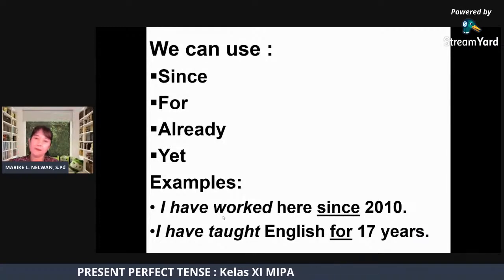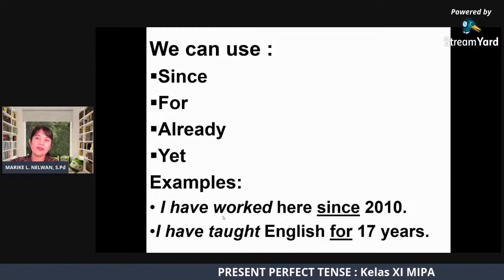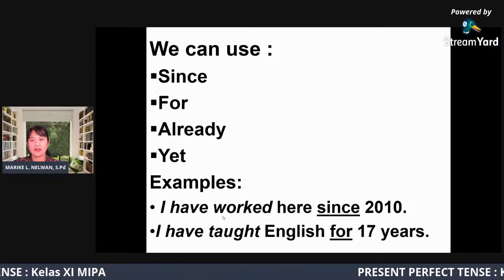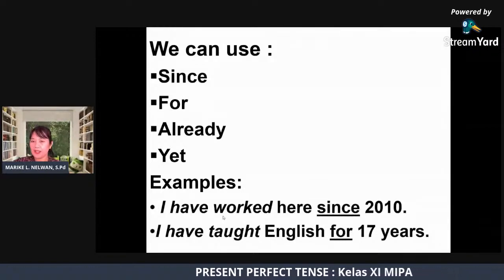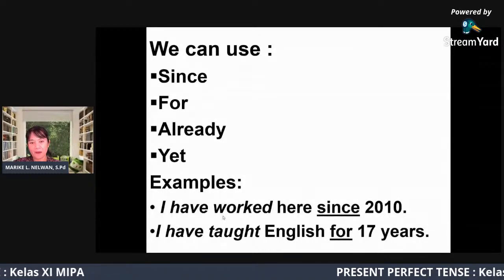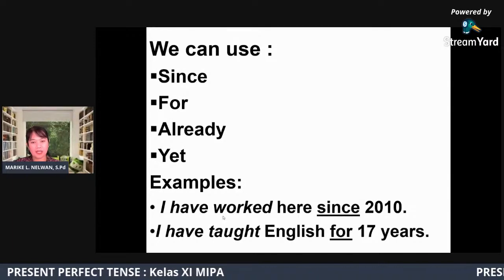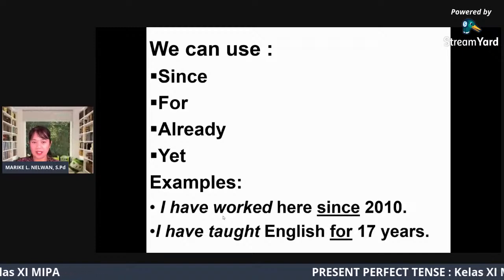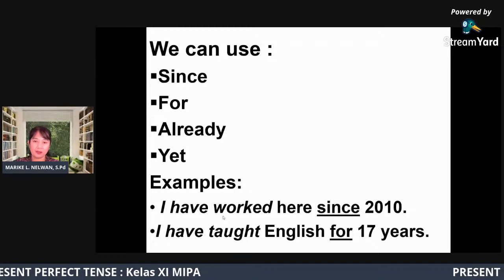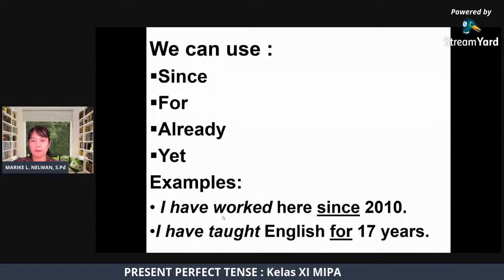Well, in present perfect tense, we can also use the helping or the key words like since, for, already, and yet. For example, I have worked here since 2010. I have taught English for 17 years. Jadi kita gunakan since, for untuk combine, untuk menghubungkan kalimat dalam bentuk present perfect tense ini.